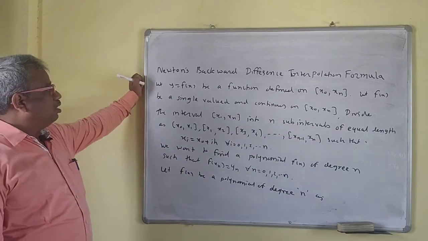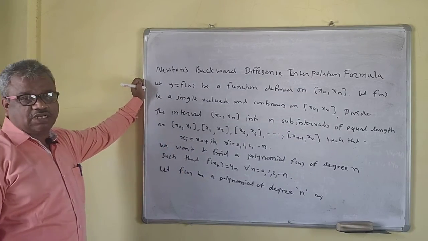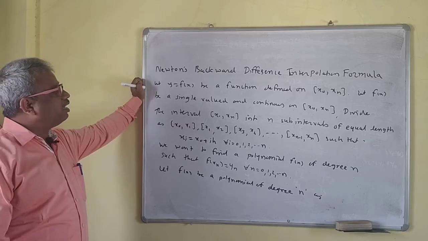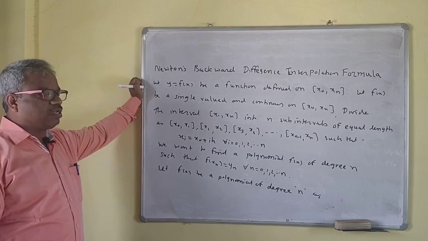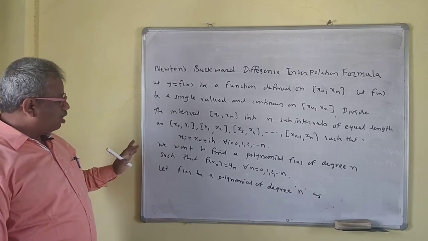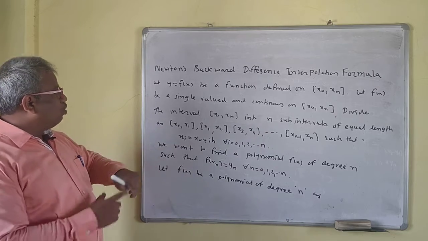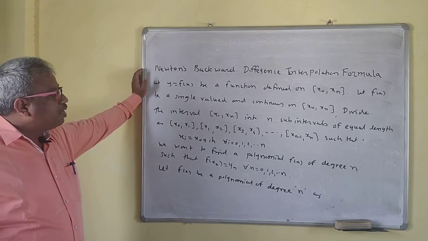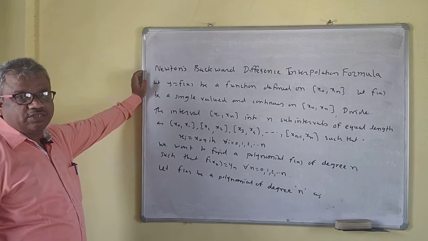Now we'll see Newton's backward difference interpolation formula. We have already seen Newton's forward difference interpolation formula. Up to this, we did the same thing. Now, let y is equal to f of x be a function defined on the closed interval x0 to xn.